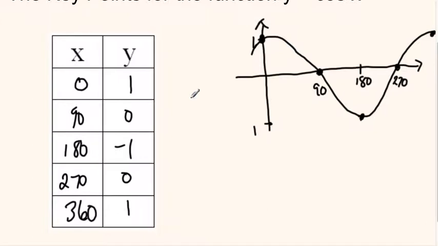You're back to 1. So notice the x values of cosine, the key values we're going to use, are the exact same key values as sine. It's just the graph is slightly different. Okay, so record these and bring them to class so that we can do some sketching.